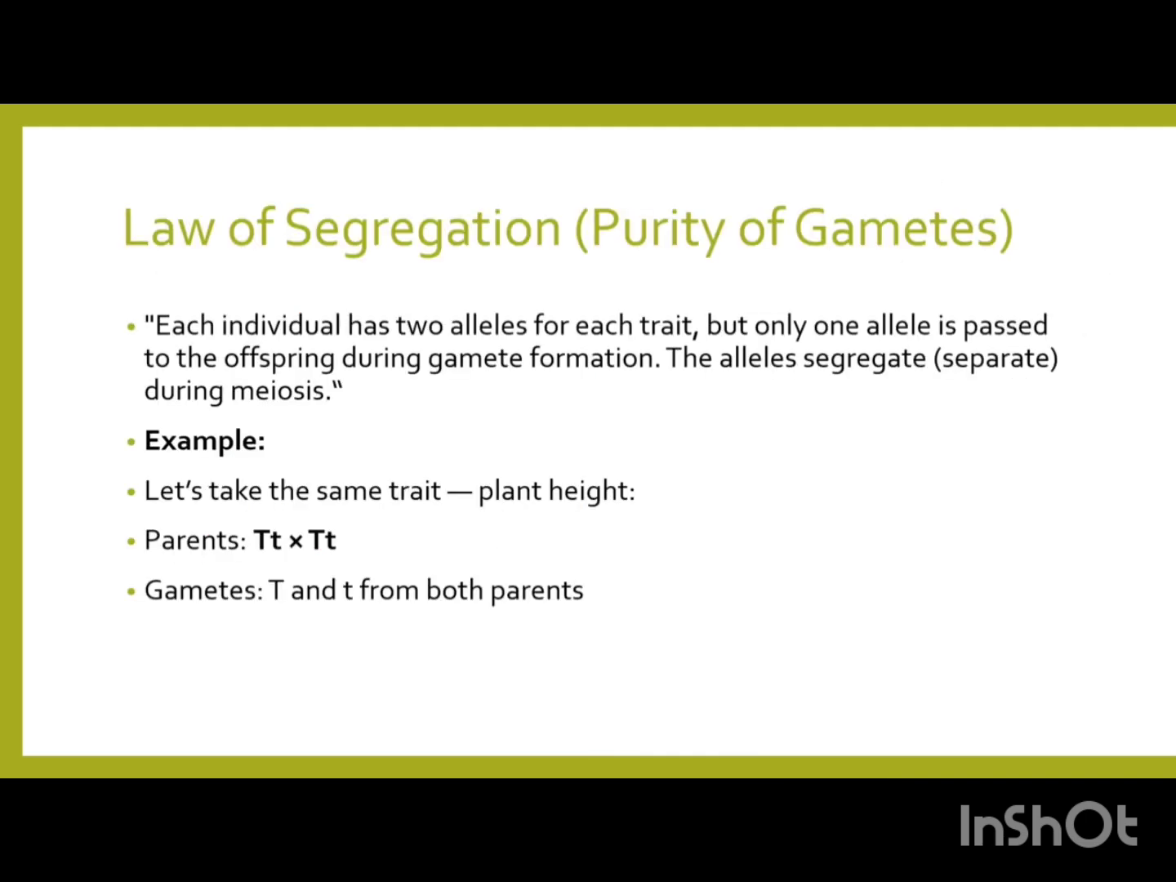Now we move to the law of segregation, that is the purity of gametes. This is the second law of Mendel. Now in this law he says each individual has two alleles of each trait, but only one allele is passed to the offspring during gamete formation. The alleles separate during meiosis. Now suppose there is capital T with small t, then according to this law, both will get segregated in the gametes. So there will be two gametes, one with capital T, another with small t.